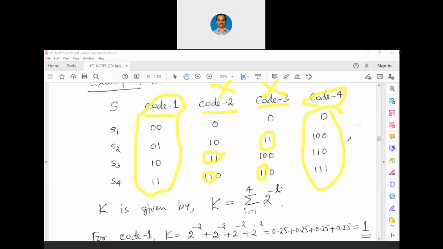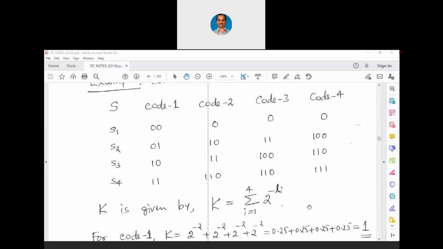Now we have computed k for code 1 and code 2. When we computed k for code 1 and code 2, we found that for the first code k is 1, and we have observed that it is satisfying. That means outright we can come to a decision that code 1 is instantaneous. Now the question is, if visually it is possible to observe the code and check, then why should we go for this verification of computing the value of k?